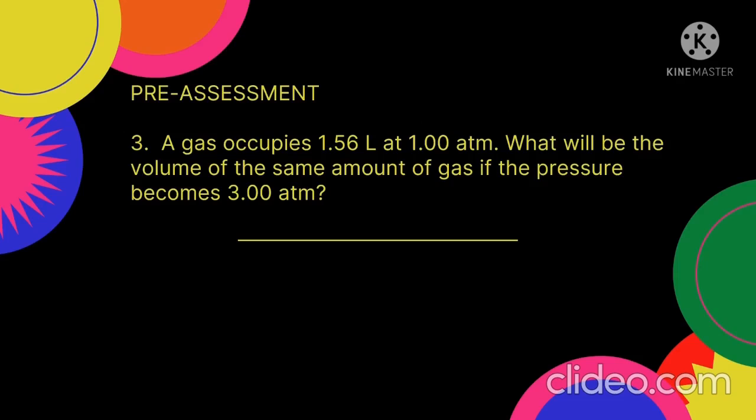Number 3. A gas occupies 1.56 liters at 1.00 atmosphere. What will be the volume of the same amount of gas if the pressure becomes 3.00 atmospheres?